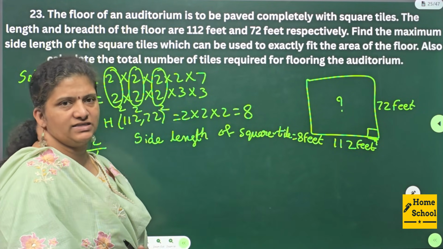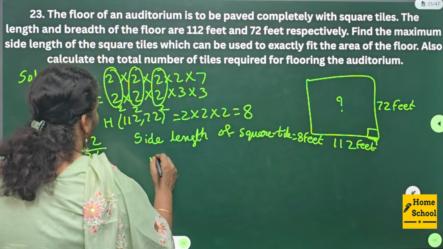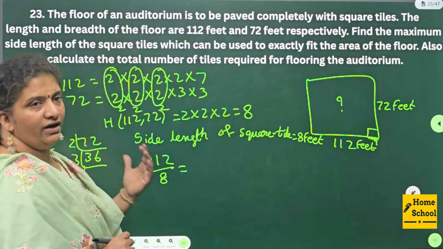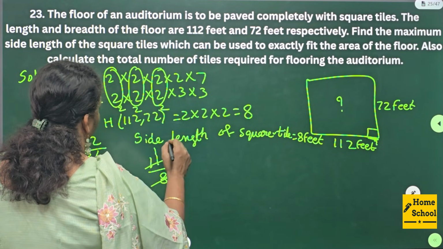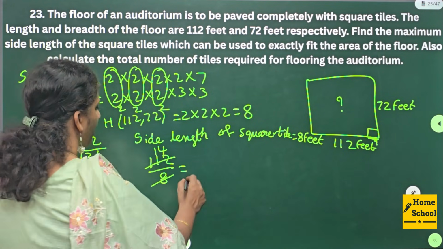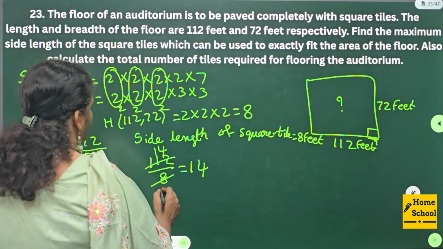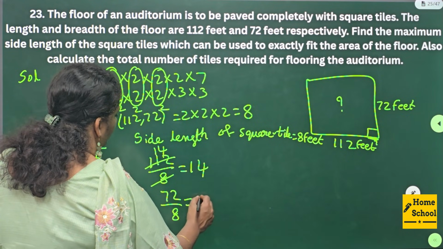How many tiles? For that, first let me divide 112 by 8. What are you going to get if you divide 112 by 8? 8 1s are 8, 8 4s are 32. Right? Now here this is 14. This one also divide with 8. 72 by 8, what are you going to get? 9.